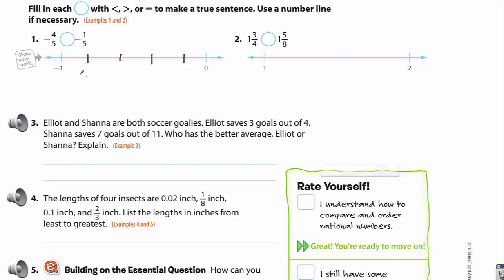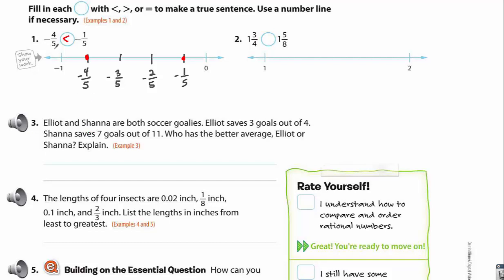We don't have to be totally super accurate. We are just doing these to get a sense of how they compare to one another. So if we do that and we're comparing negative 4/5 to negative 1/5, we can see negative 4/5 is further to the left, which means it's smaller.